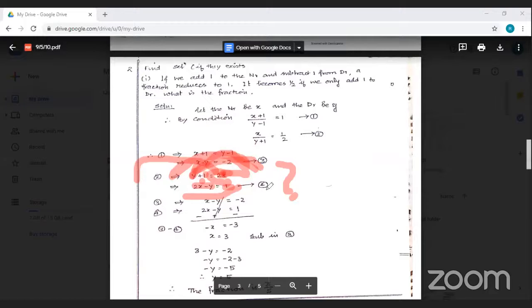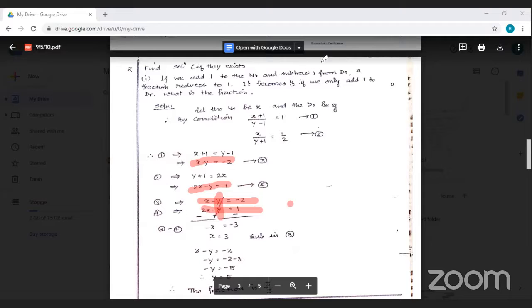2x minus y is equal to 1. Is it correct? Now, check the variable. This is 1, this is 1. As it is, if you put both the things, y are equal. Any doubt?